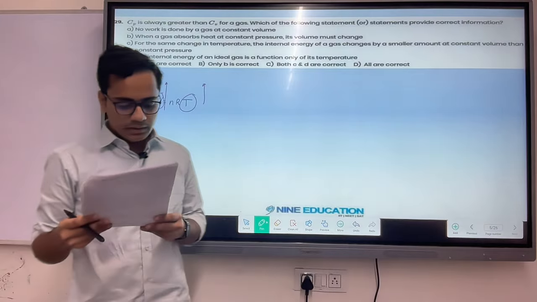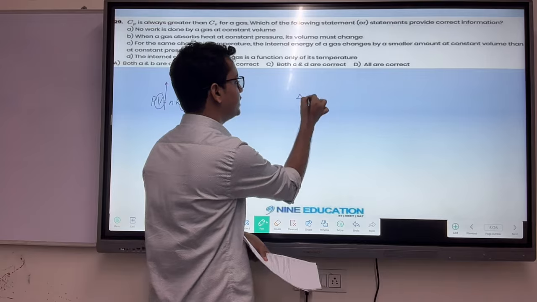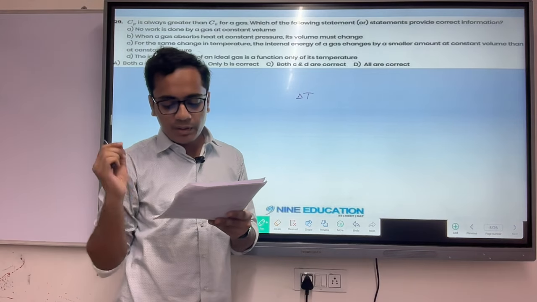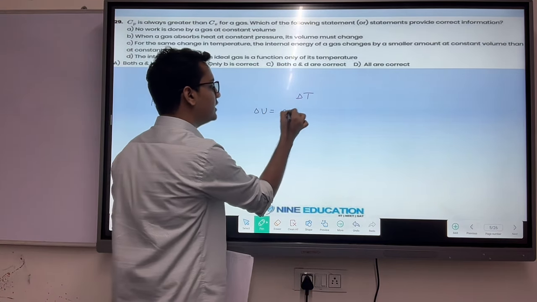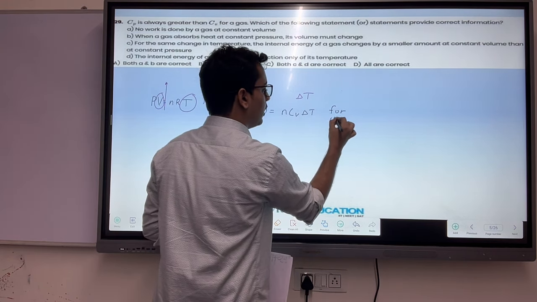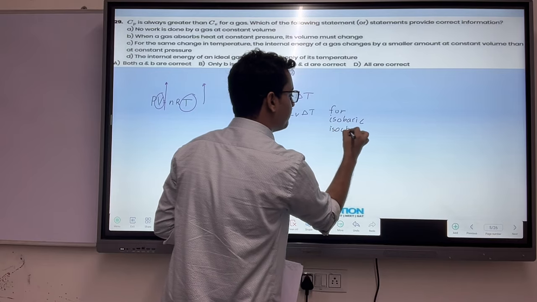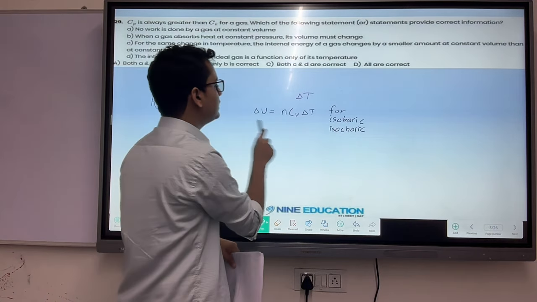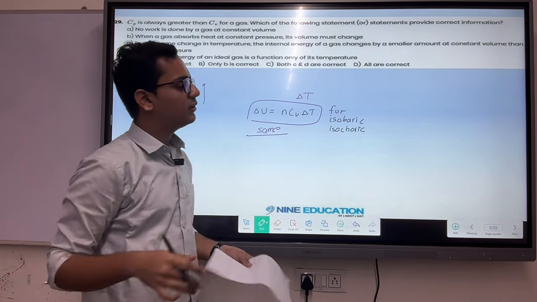Clear? Next is, for the same change in temperature, the internal energy of the gas changes by the same amount at constant volume and constant pressure. Of course, delta U is equal to nCv delta T for isobaric and isochoric processes. For both processes, delta U is equal to nCv delta T. Hence, it is the same. Okay, there is a correction in the question paper. It was announced.